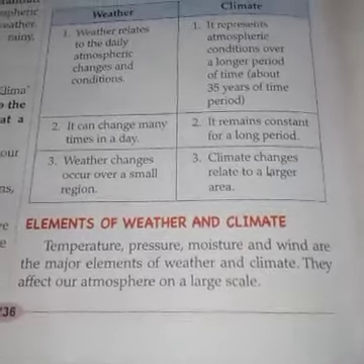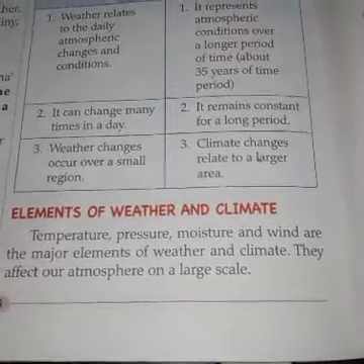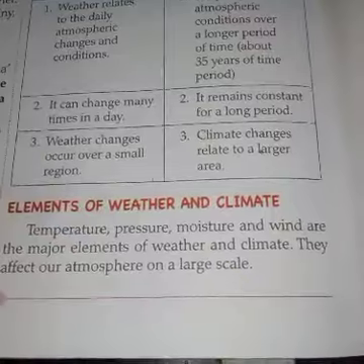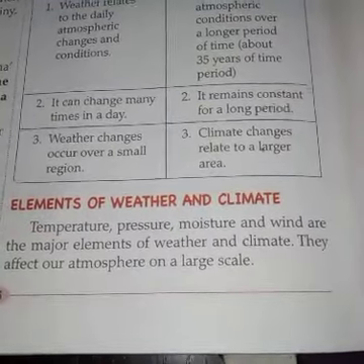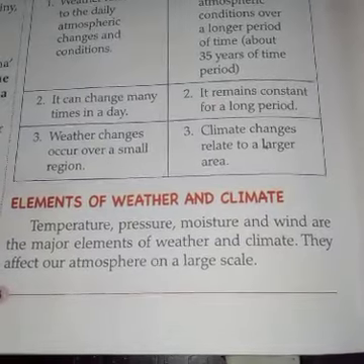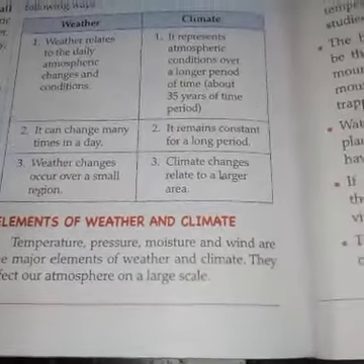In your previous class you have studied the different kinds of elements that determine climate and weather. Here you will study the four factors: temperature, pressure, moisture and wind. First we will study temperature.